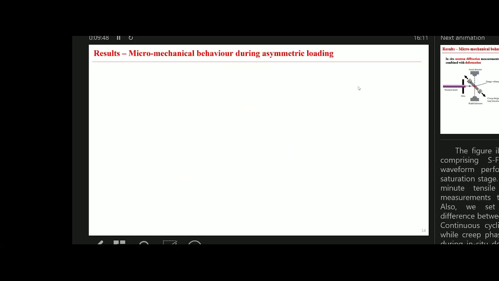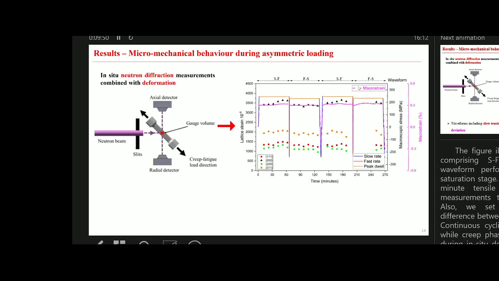Then we perform the in-situ neutron diffraction measurements combined with these asymmetrical load waveforms. So here we perform four asymmetrical load waveforms combined with creep and measure the neutron diffraction during the creep. From the result, we measure four representative grain families, which are 111, 200, 220, and 311. And here we just use the 200 as our representative result.